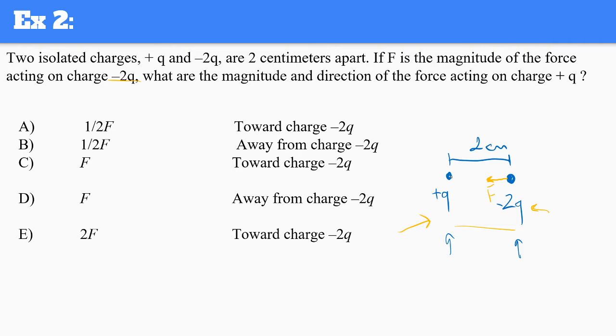So that means this q will be basically pulled back towards negative 2q, but the value is still F, because force is basically Newton's third law. Action-reaction pairs are equal to one another. So it's not A or B, so it's going to be F. It's not E either. And it is going to be basically going towards negative 2q.